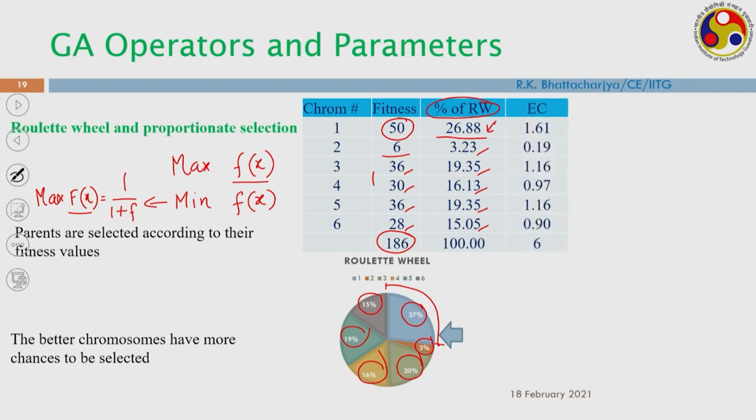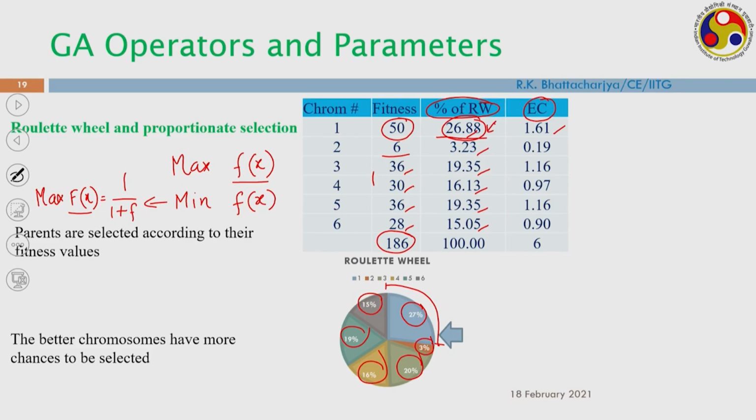Now, in the proportionate selection, what I do basically is calculate the expected count. So, what is expected count? This expected count is based on the probability of the fitness of that particular solution. Here this is 26.88%. That means, out of 6 solutions, 26.88% of that will be your expected count. So, in that case this is 1.61. How am I getting 1.61? You just multiply 6 with 26.88%.